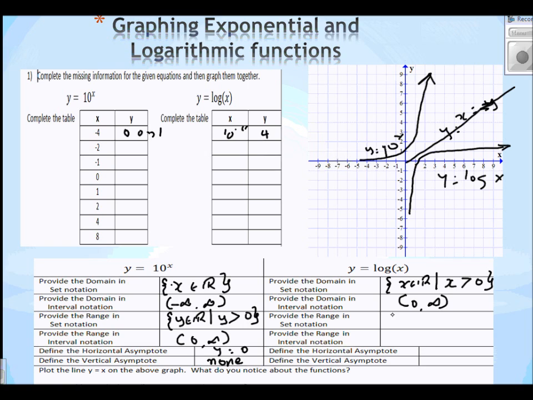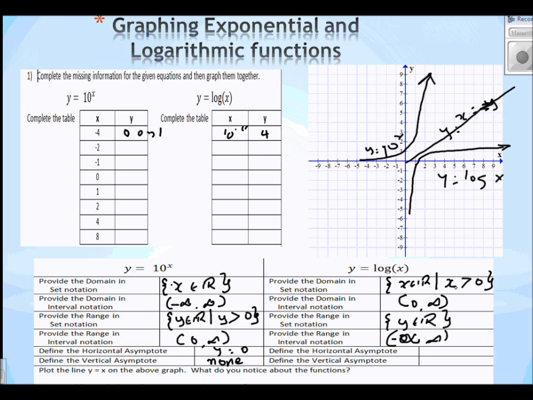Provide the range. Range would be all the y values, both positive and negative. I see that y is taking both positive and negative. So y belongs to R in this case. All right. Now in interval notation, the same thing would be written as negative infinity to positive infinity, open interval.